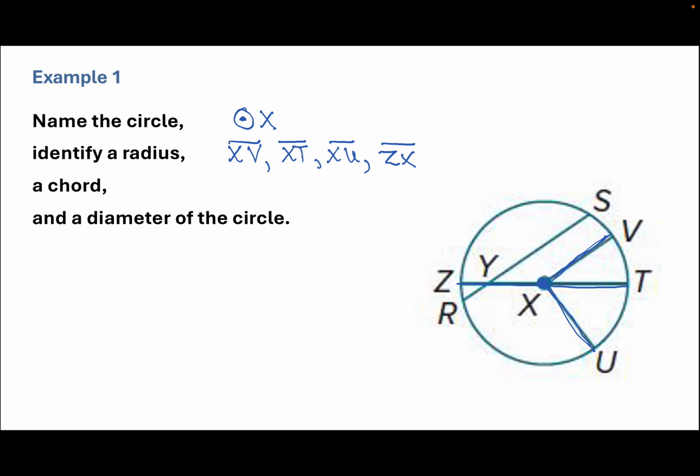VX, TX, UX, or XZ are all segments that are the same, or are radii of the circle. If we need a chord, now we need to go from a point on the circle to another point on the circle, and so RS is one of our chords. There's also another one, that would be ZT or TZ, because it goes from the circle to the circle.